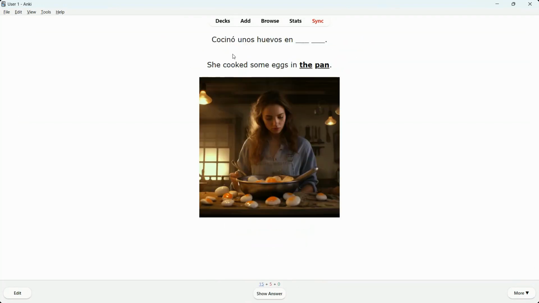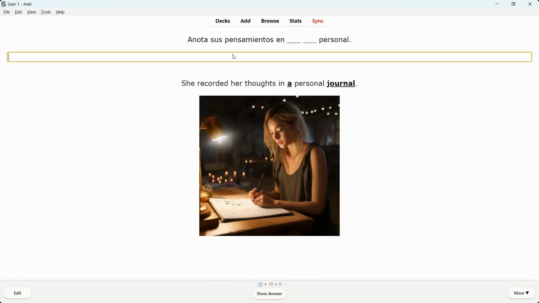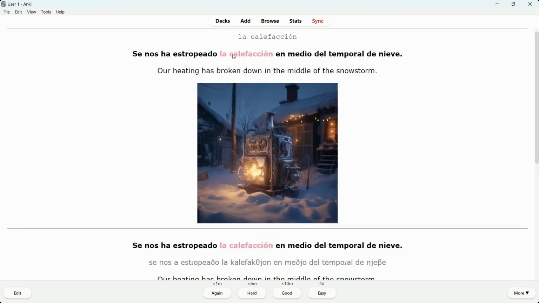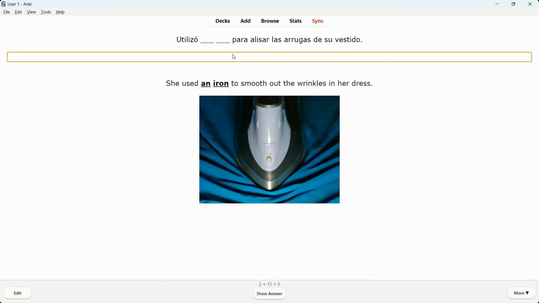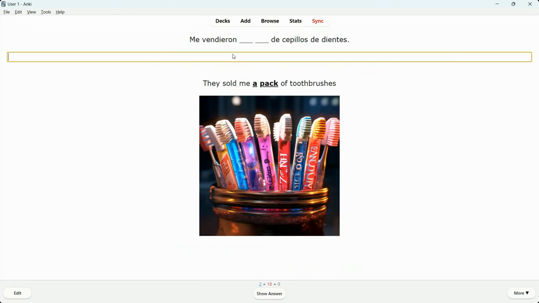Now, that was the first card type. Now, I'd like to go to the second card type. And the second card type is a typing exercise. And I would like to go to the following one. Let's have a look to see if we can find it. I would like to show you this one.